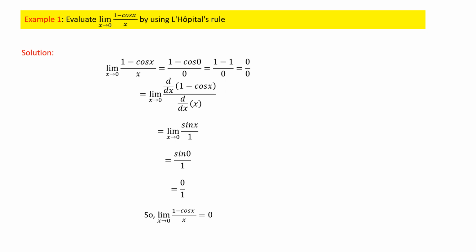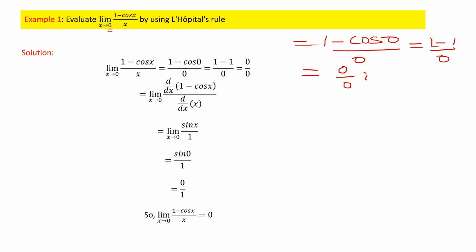Evaluate the limit as x approaches 0 of 1 minus cosine x over x. First, you have to substitute the limit value. What is the limit value here? 0. So the given problem becomes 1 minus cosine 0 divided by 0. We know that cosine 0 is 1, so we have 1 minus 1 over 0, which gives 0 by 0. This is an indeterminate form.